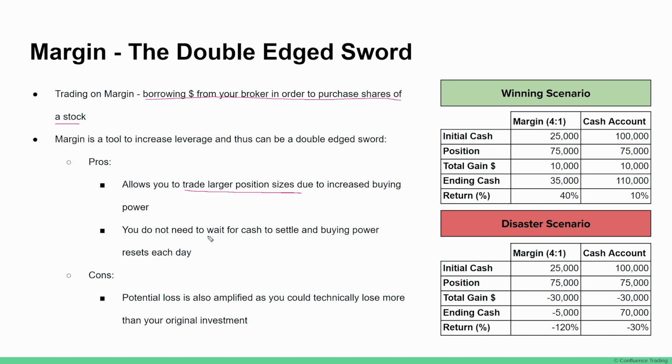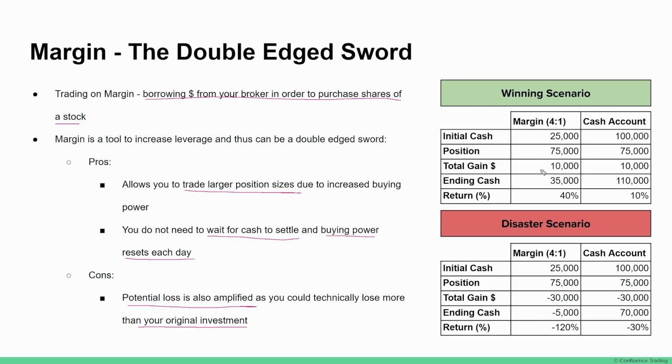You also don't have to wait for cash to settle, which you would if you were trading in a cash account, and your buying power therefore will reset each and every day. So margin overall is fantastic. It allows us to do a lot more with a lot less. However, because of this, your potential loss is also greatly amplified, and technically you could lose more than your original investment or what is even in your account.